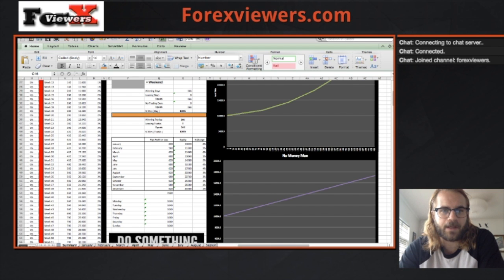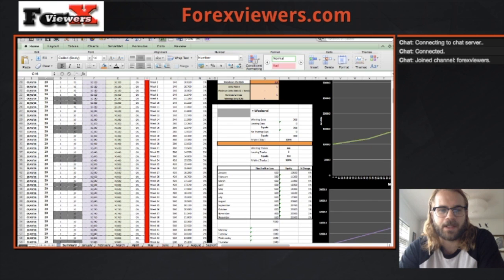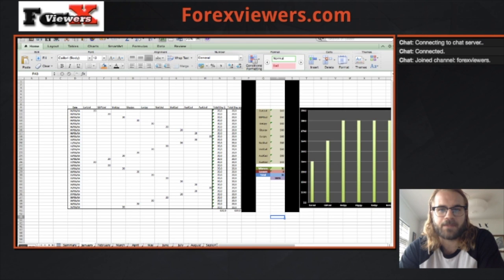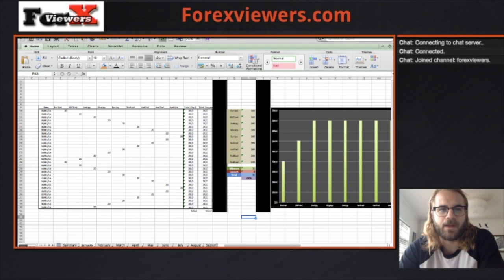But mainly the add-on to this spreadsheet was the calculations of each month. So here you got each month, each day of each month. We have January and all the way down to December, of course. And I just put in the demo here, 20 pips per day on each pair.